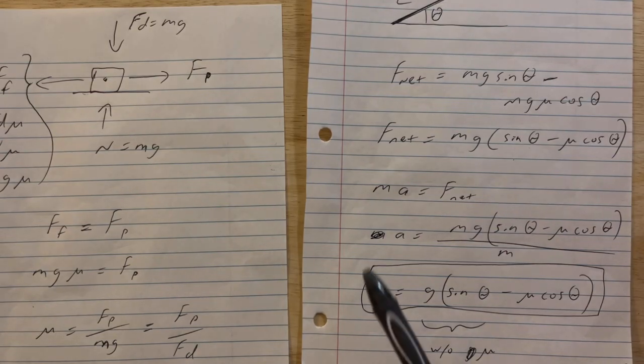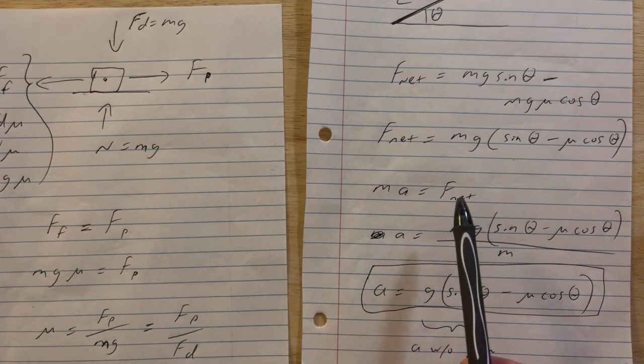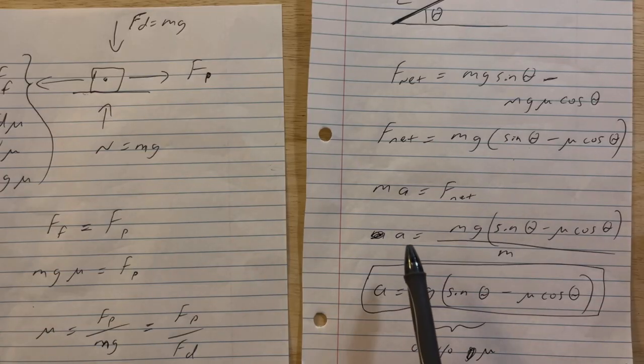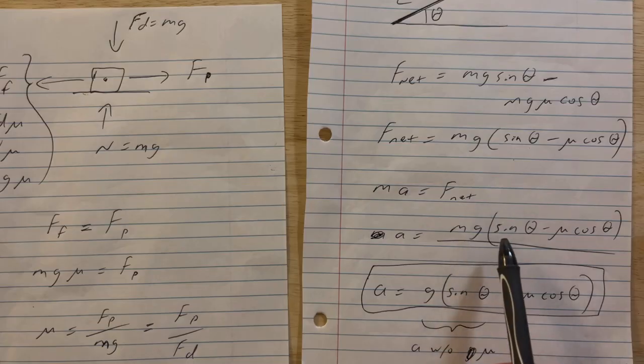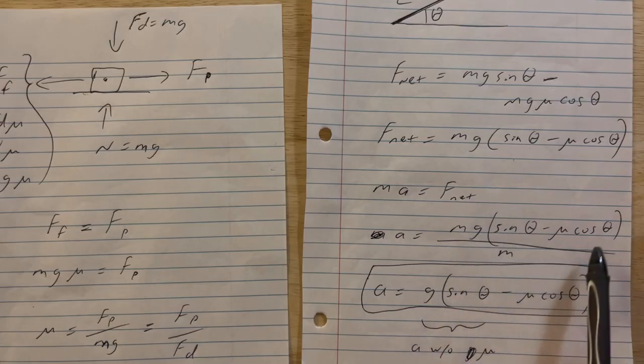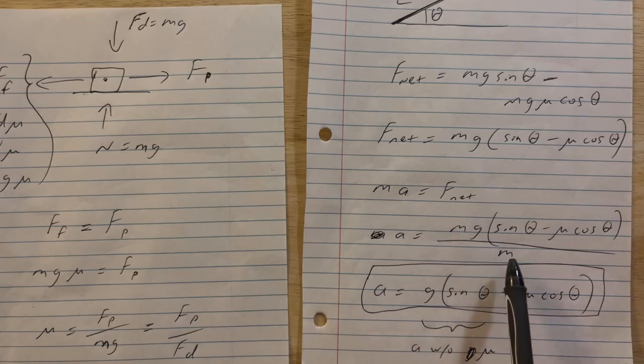Now we know that mass times acceleration equals force. But in this case, we want the net force. And let's isolate our acceleration right here. So we end up with acceleration equals mg times the quantity sine theta minus mu cos theta, over mass. Then mass divided by mass cancels. We're left with g times the quantity sine theta minus mu cos theta, and that equals the acceleration.